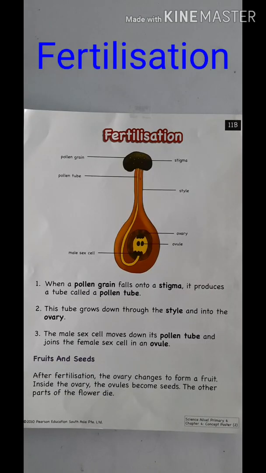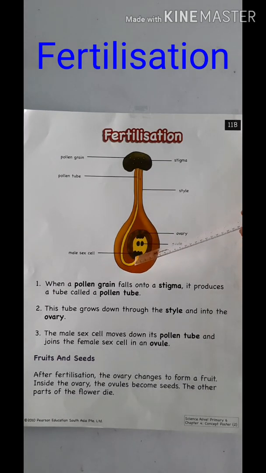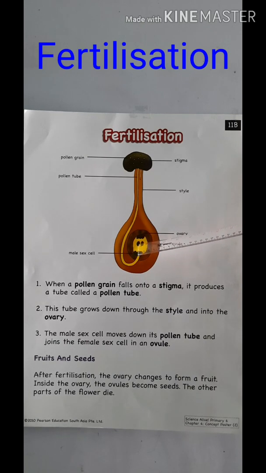Next, we go to the next topic, fertilization. You can see the pollen grain falls onto the stigma. The pollen grain produces a tube called the pollen tube. The pollen tube grows down through the style and goes into the ovary. The male sex cells move down the pollen tube and join the female sex cell in the ovule.